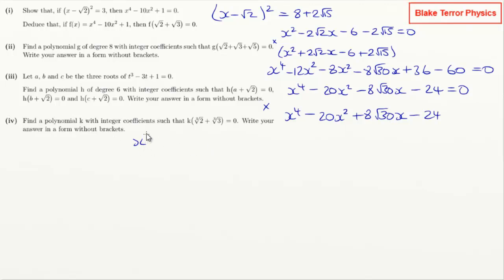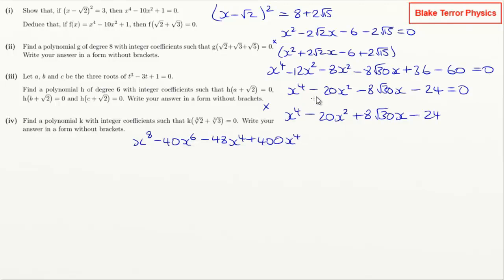So I'll have x to the 8, then I'm going to have a minus 40 x to the 6, and then I don't need to multiply by the, I won't have any x to the 5s. I'm going to have minus 48 x to the 4. Then I'll have plus 400 x to the 4. Don't need to multiply for the x cubed terms.